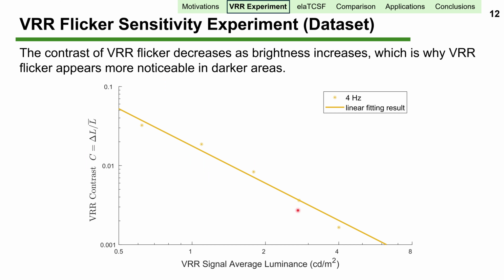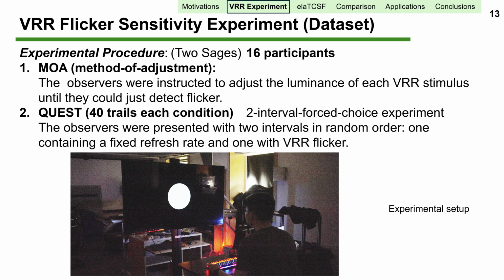Here we model the relationship between VRR flicker contrast on the y-axis and average luminance on the x-axis. The results show that VRR flicker contrast decreases as average luminance increases, explaining why VRR flicker is more noticeable in darker regions. Here we show the procedure of our psychophysical perception experiment. A total of 16 observers participated, aiming to determine the contrast threshold for perceived VRR flicker. The experiment consists of two stages, MOA and Quest, with examples shown in this figure.